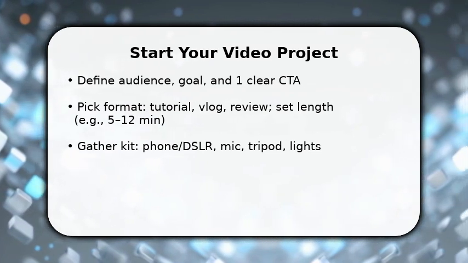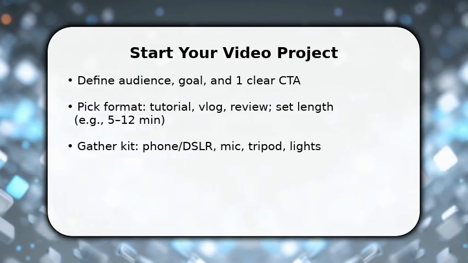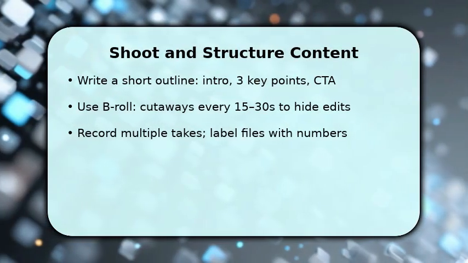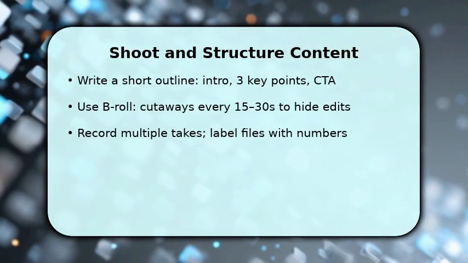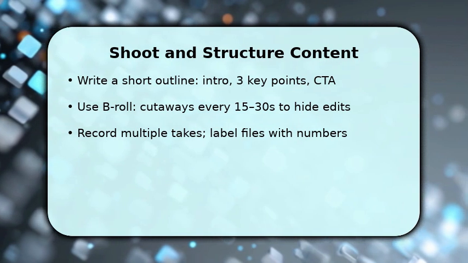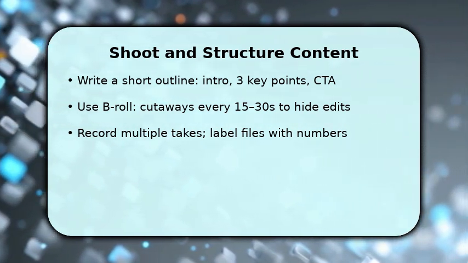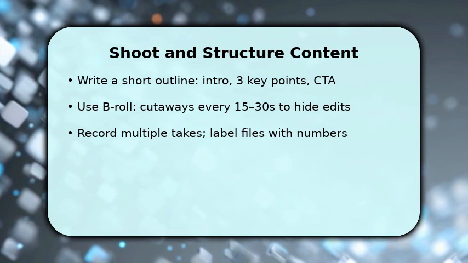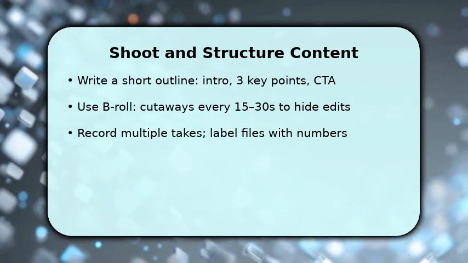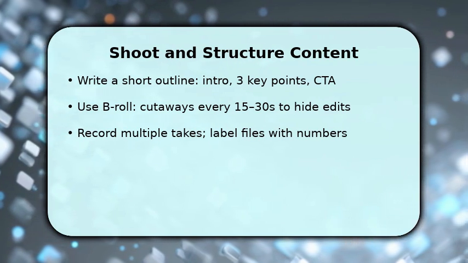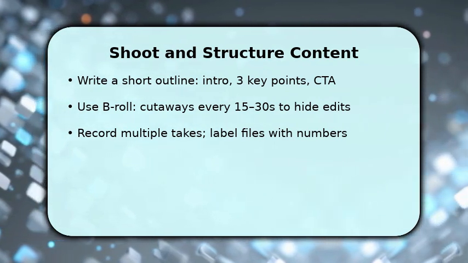Start each take stating the point so edits remain clear, and follow your outline to keep momentum. Once you have primary footage, capture B-roll and cutaways at 15 to 30-second intervals to cover jump cuts and reinforce visuals. Make sure to record multiple takes of tricky lines and label files clearly so editing stays fast. This careful mid-process work saves hours later.